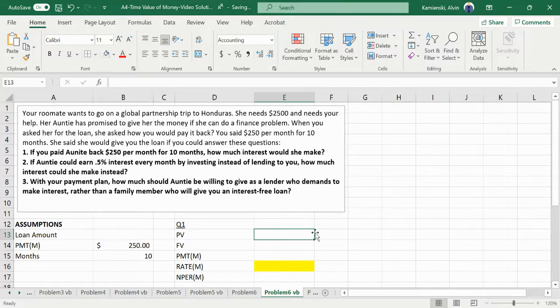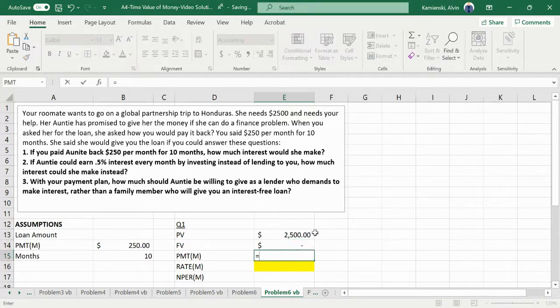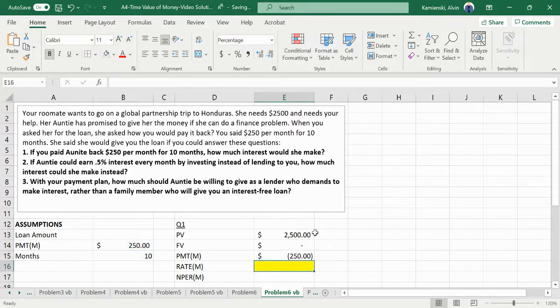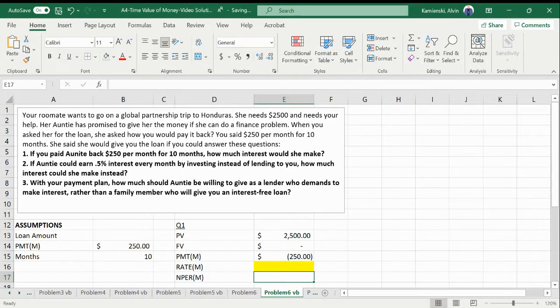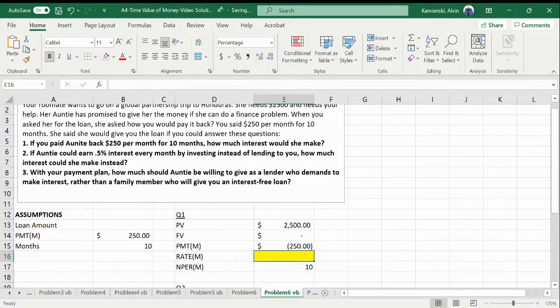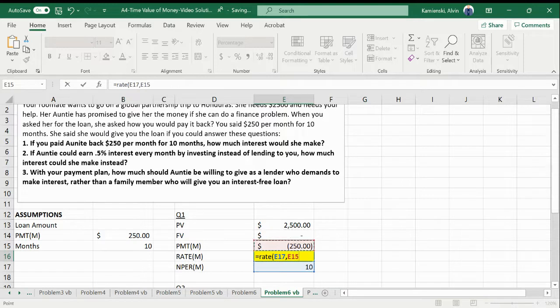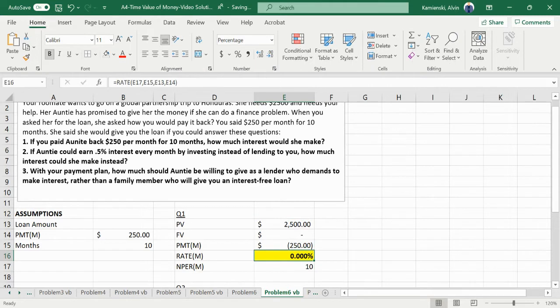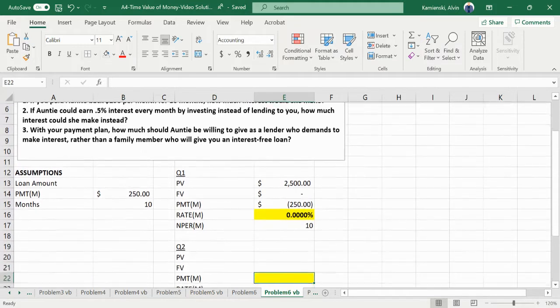So let's say that you receive that $2,500 as your original inflow with no future value associated with it. And the way that that's going to be paid back is by making that $250 payment every month for 10 months over here. So let's solve for the rate, where the rate is number of periods, and then the payment amount, and then the present value, and then the future value. And you see, even if we expand the decimals to go even further, we get a nice big fat zero there.